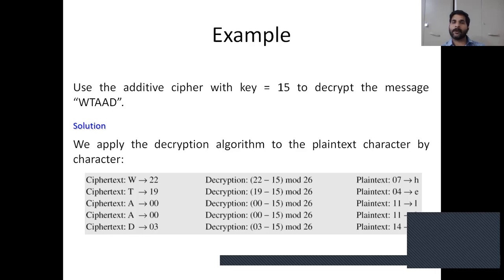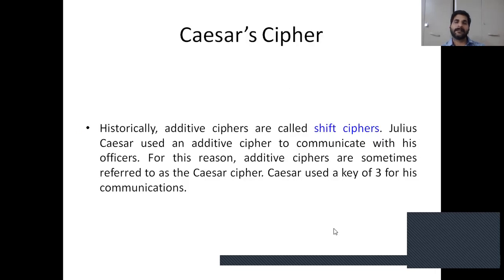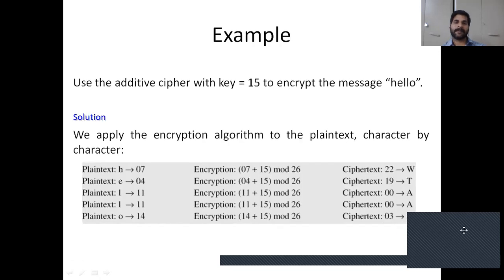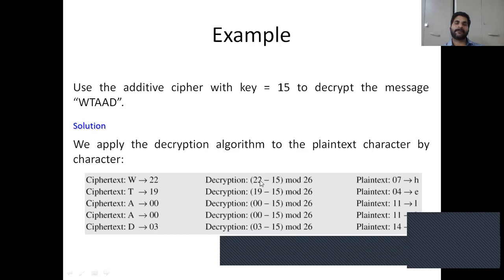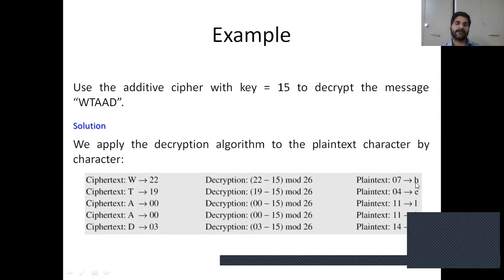Bob receives the encrypted message WTAAD. After receiving the message WTAAD, we decrypt it using the same key. For decryption, we use the reverse algorithm. So W position is 22, decryption is 22 minus 15 mod 26 equal to 7, and 7 is H.